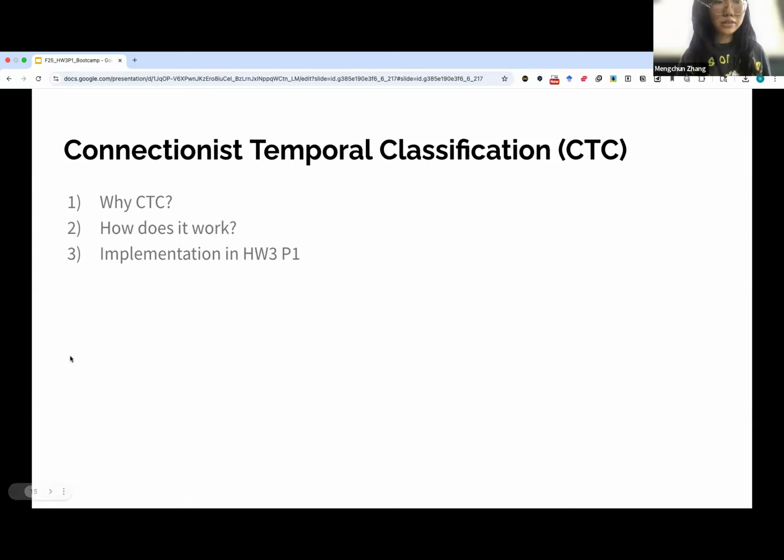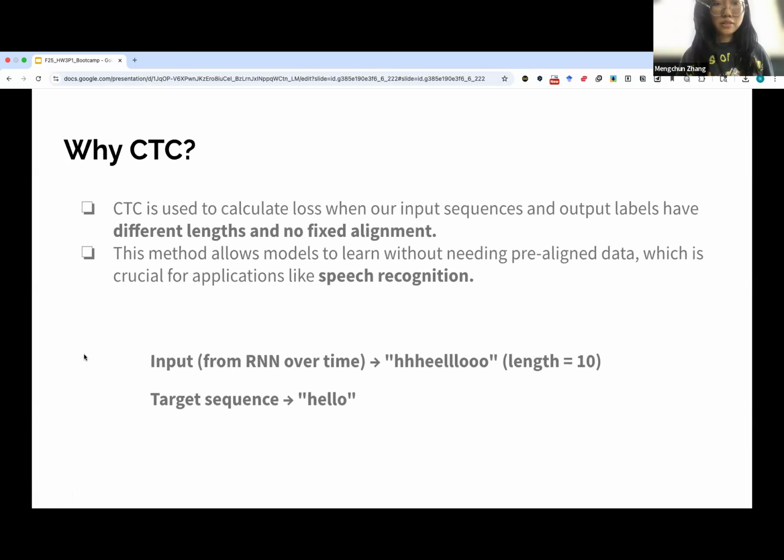Okay, hello everyone. Let's move on to the second part of the homework: connectionist temporal classification, or you can call it CTC. CTC is a very useful loss function that can help your model training and learning, especially if your input sequence and the output sequence have different lengths, and you don't know the exact fixed alignment between them.